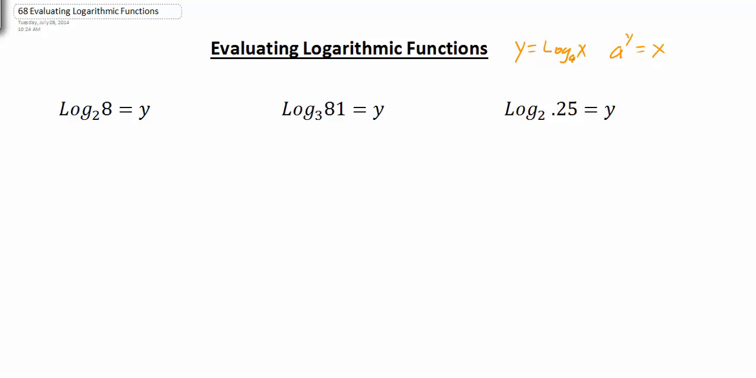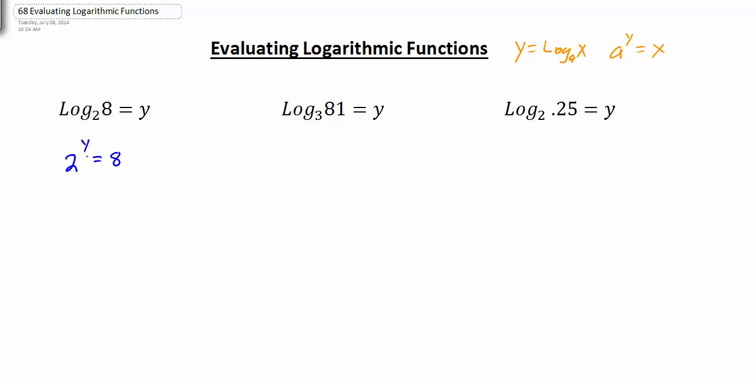Log base a, so a is your base, so that is a here. And then remember, when you take the log, you're finding the exponent, so that's a to the y equals x. So to evaluate this logarithm, we want to rewrite this in exponential form. So the base here of log base 2 of 8 equals y. The base is 2, so that's 2 to the exponent y equals 8.